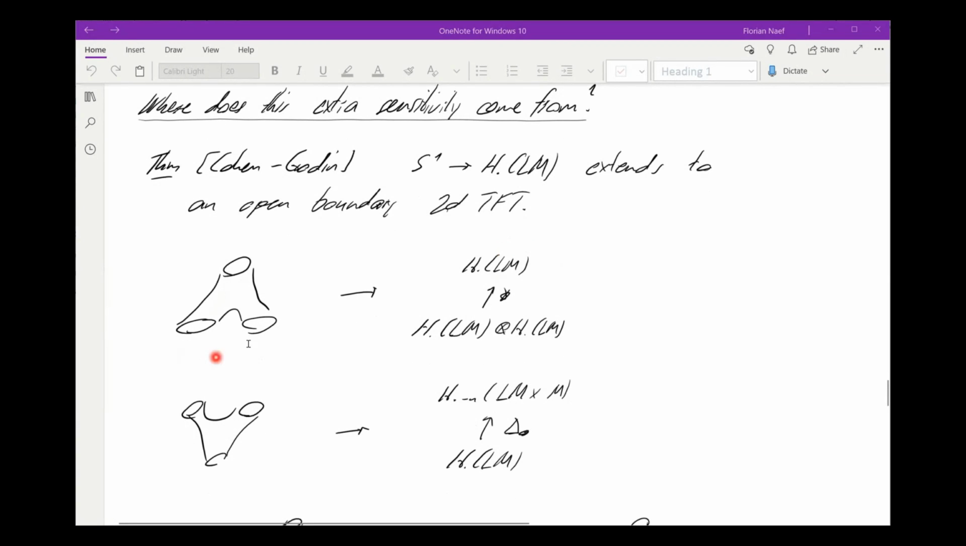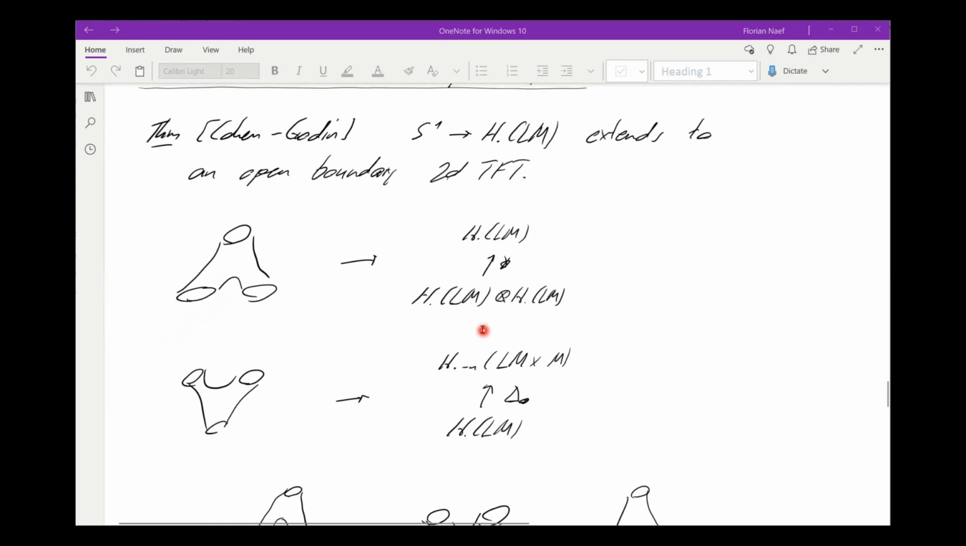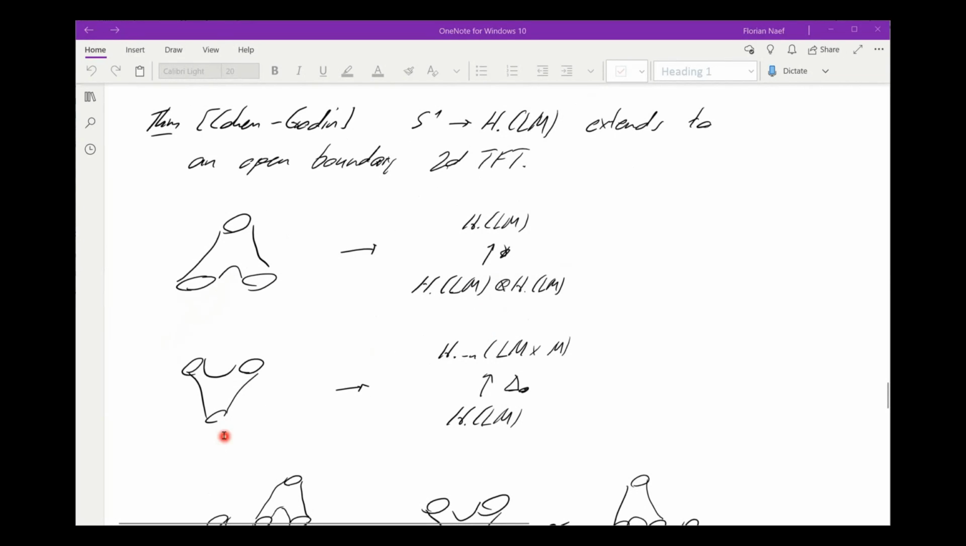In particular, for a pair of pants, you get an operation, which is the string product, which was explained before. And for an upside-down pair of pants, you also get a coproduct. But again, it has the same dimension shift, so it's not the coproduct that we were interested in getting. There's an extra L missing.